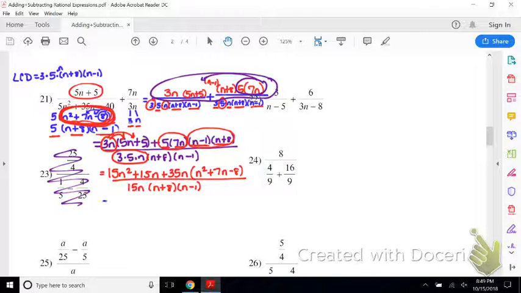I can't do anything with the 15n squared. I can't do anything with the 15n. But this 35n is going to have to be distributed. So 35n times n squared is 35n cubed. 35n times 7n is going to be, it's 35 times 7.